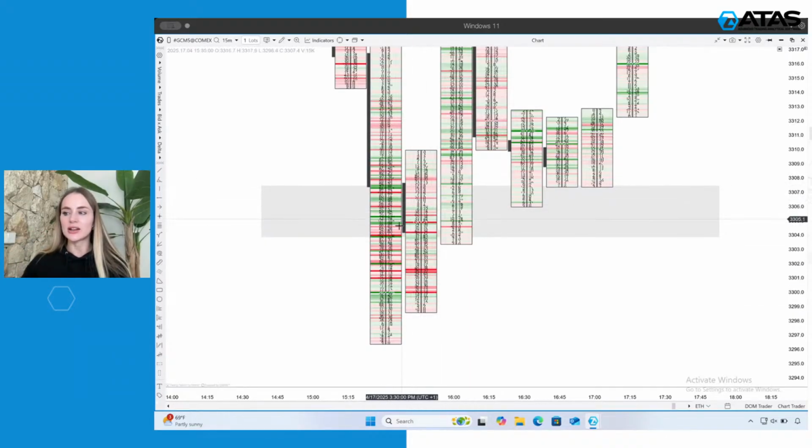We see that sellers are still trying to push through but failing. The price still goes up. So sell by market activity continues, but buy limit orders are absorbing this selling activity. And the candle again closes above this huge volume zone with a long wick to the downside.